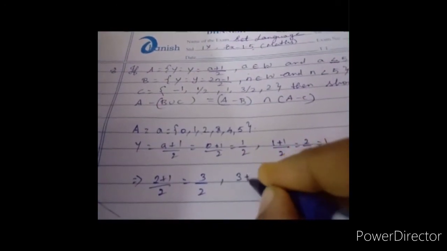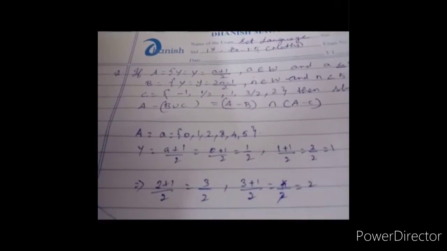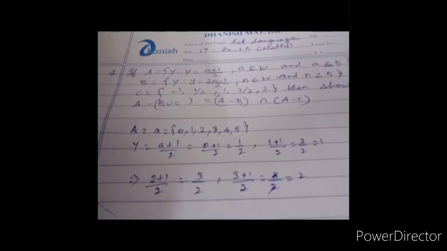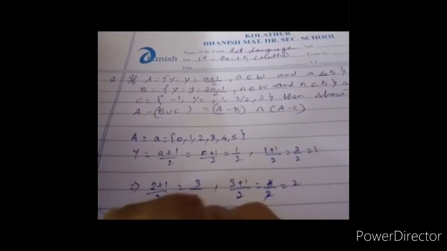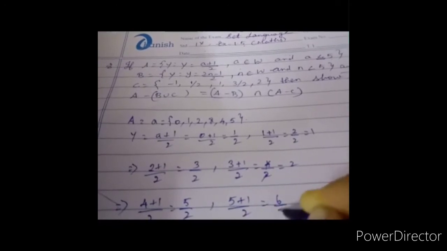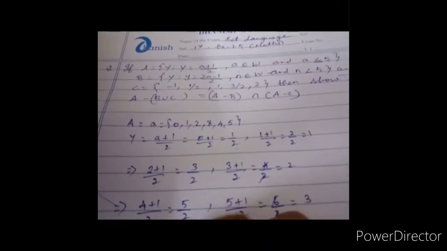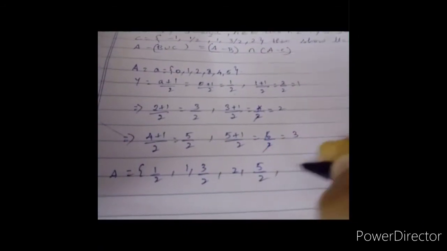Then (3 + 1)/2 is equal to 4/2. If you cancel, 4/2 is 2. Then (4 + 1)/2 is equal to 5/2. (5 + 1)/2 is equal to 6/2, which is equal to 3. Therefore, A is equal to {1/2, 1, 3/2, 2, 5/2, and 3}.